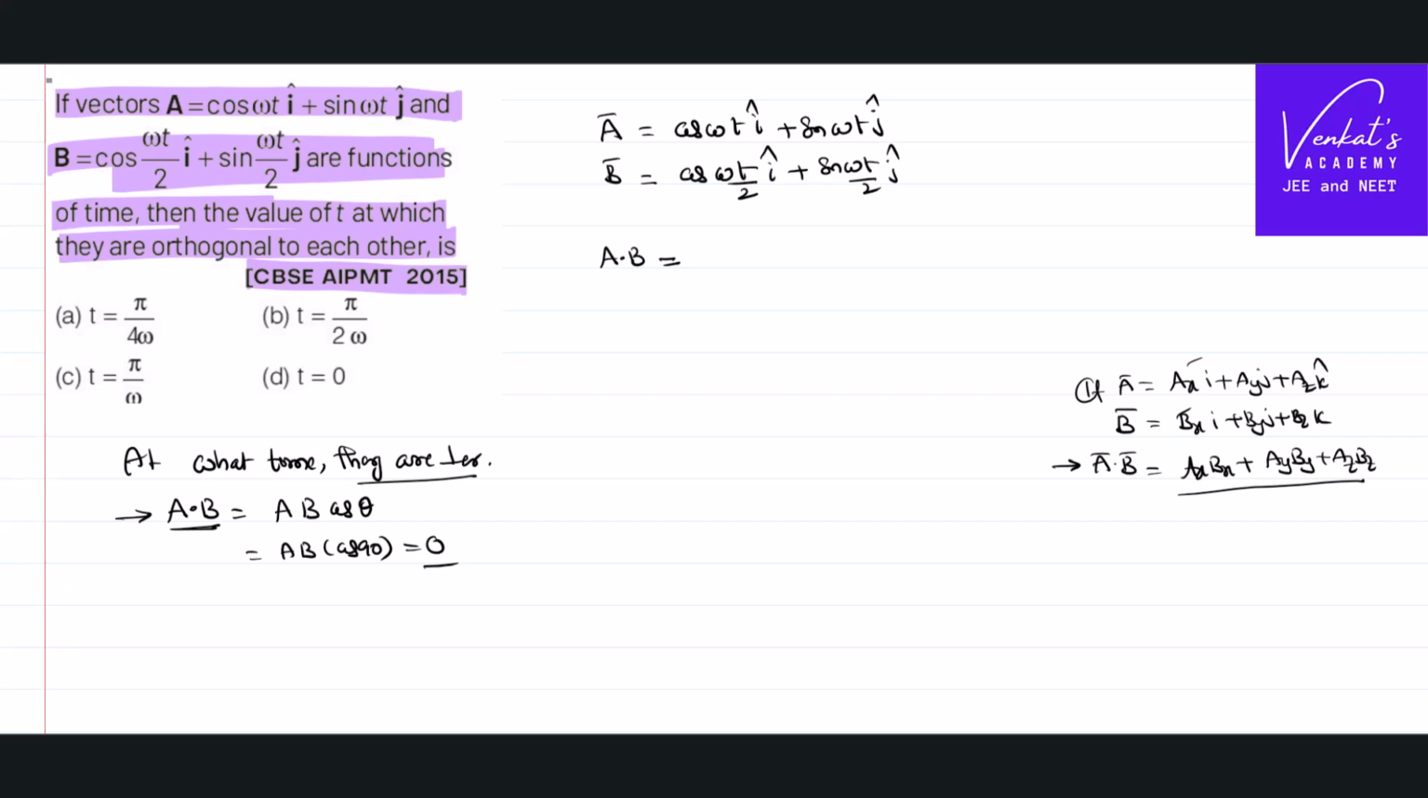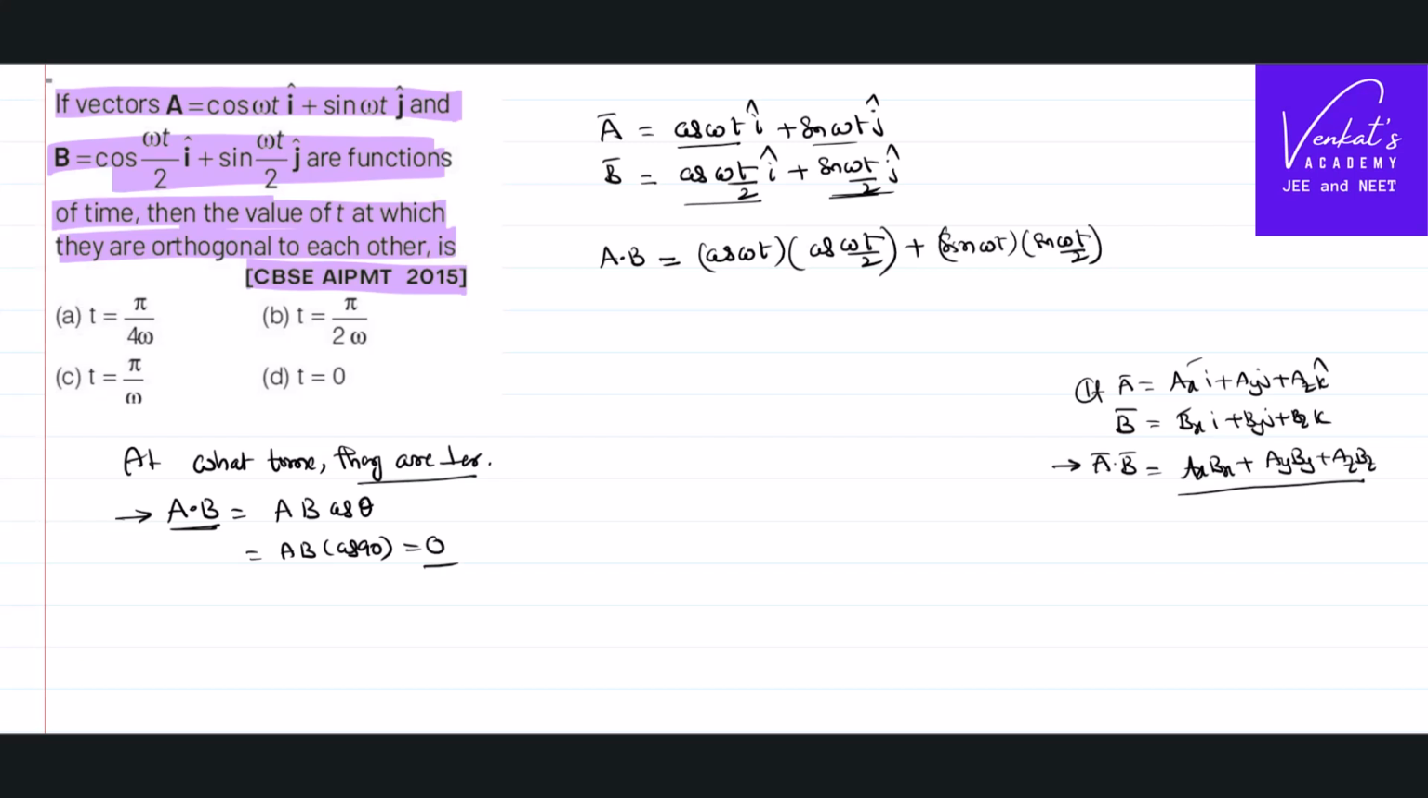So I have to multiply the products of the i components. The first i component is cos omega t. The second i component is cos omega t by 2. Similarly, I have to multiply the j components, that is sin omega t, and the second component is sin omega t by 2, because i dot i equals j dot j equals k dot k equals 1.